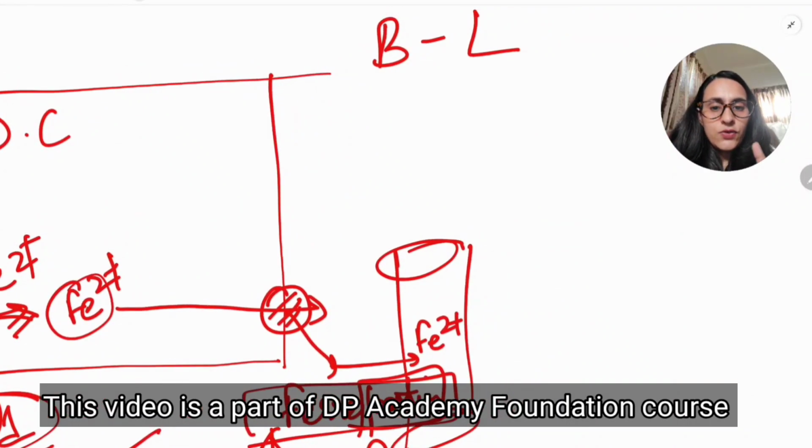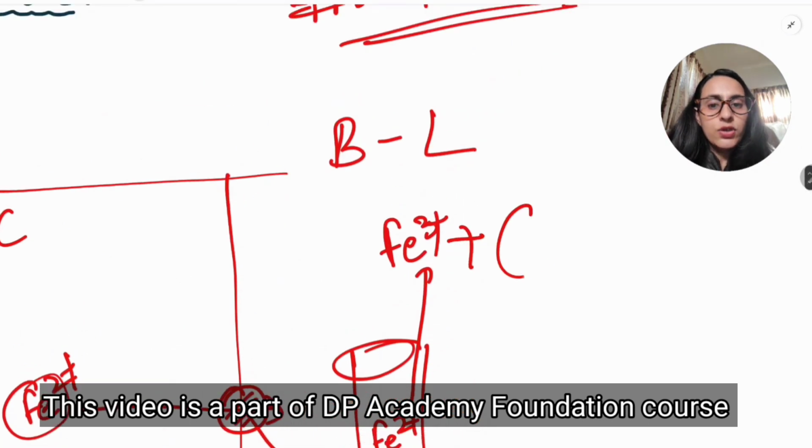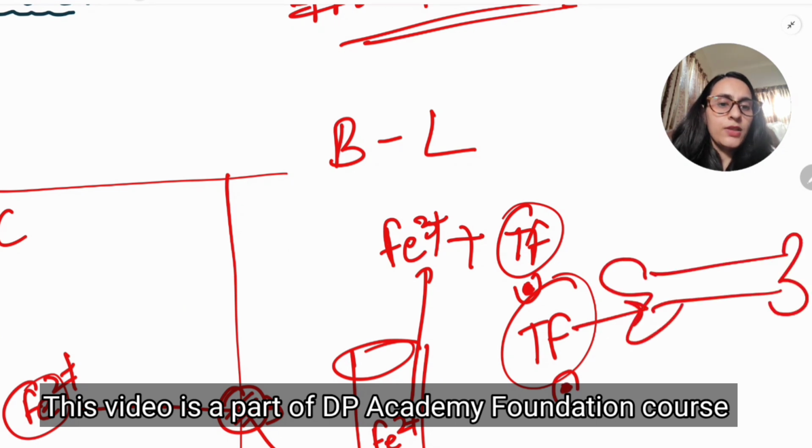Here, first of all, this Fe2+ gets converted back to Fe3+. Then it binds to the transferrin, and we know that 2 molecules of Fe3+ bind to the transferrin, and this goes to the bone marrow. This is what we have studied.